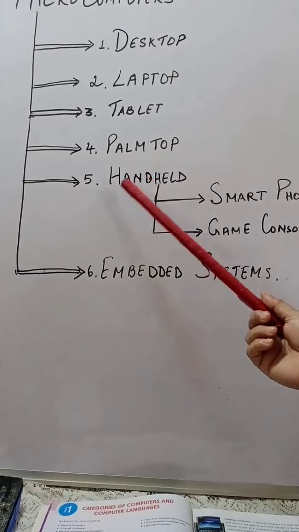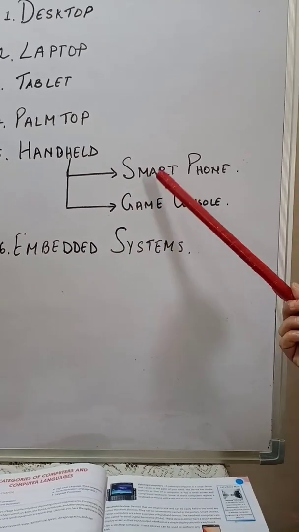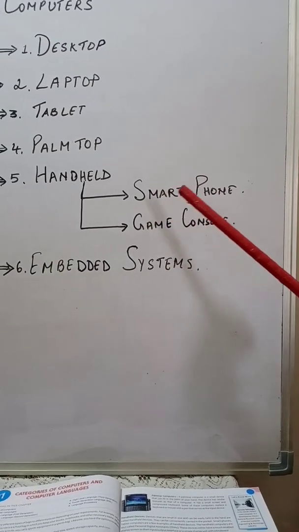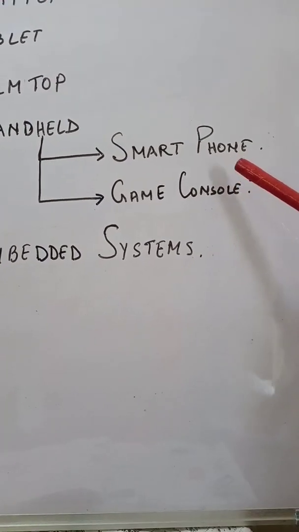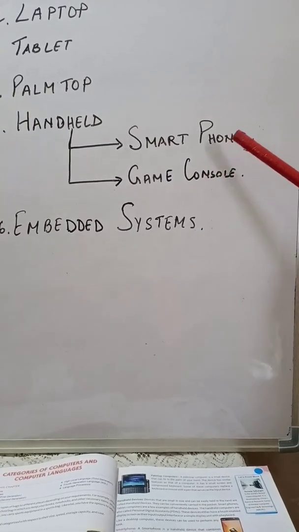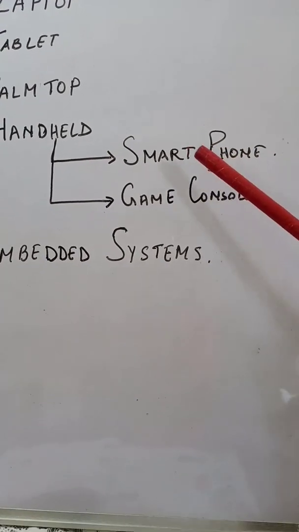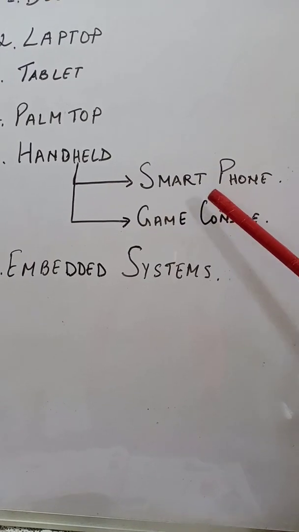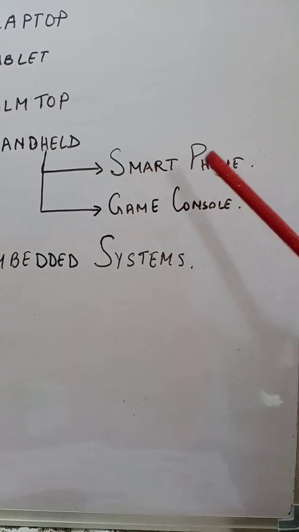Now the fifth one is handheld. When we talk about handheld devices, there are again two types: smartphones, which nowadays we are using, and the game console. Smartphones, now what are they? They are again a handheld device that includes the feature of computer and a mobile phone. Like in every smartphone you can make use of calling, and then you can text messages, make use of MS Office, make use of different softwares. It is embedded in a smartphone.